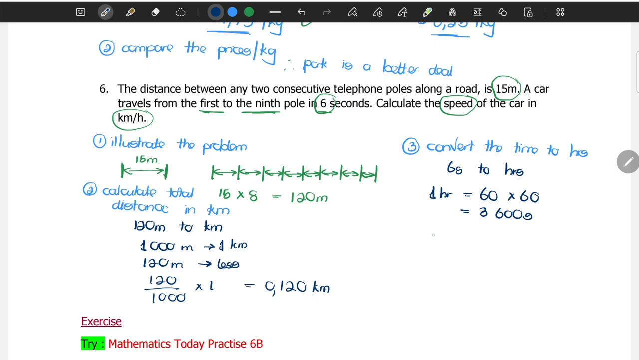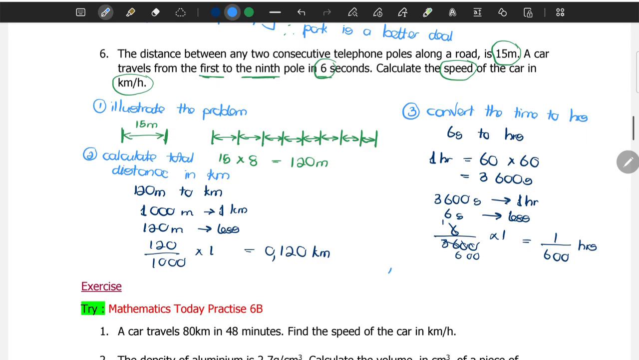So we know that if 3,600 seconds give us 1 hour, what about 6 seconds? That's going to give us less. We have 6 over 3,600 times 1. 6 into 6, 1; 6 into 36 is 6, 0. So that means that we have 1 over 600 hours as our time.